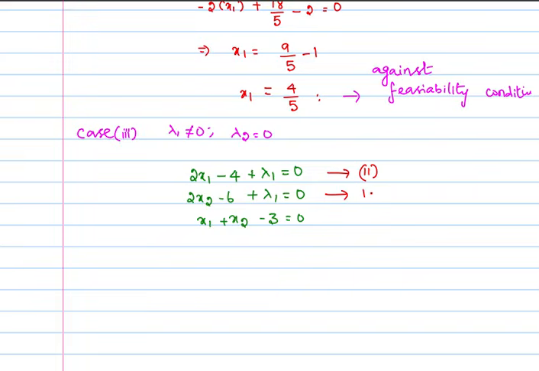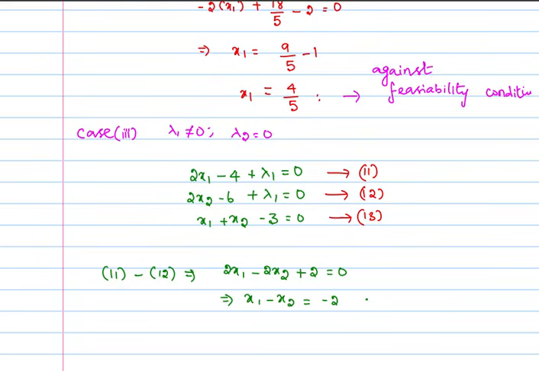This is equation number 12. This is equation number 13. I will name it. Now equation number 11 minus 12 implies, so that will come 2x1 minus 2x2 plus 2 equal to 0. So this implies x1 minus x2 equal to minus 2. So this is equation number 14.